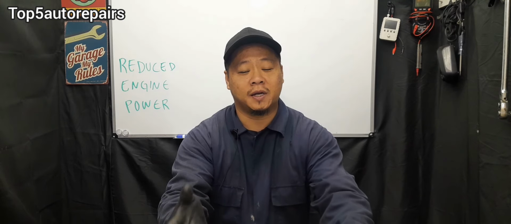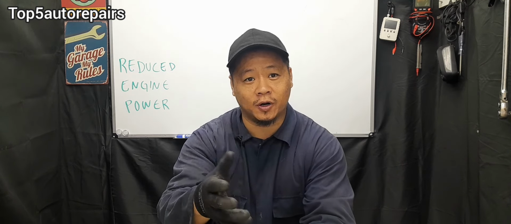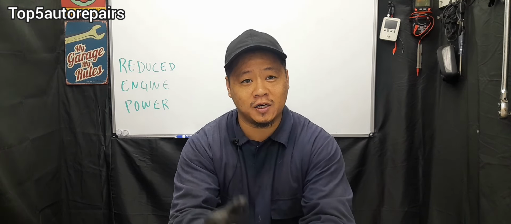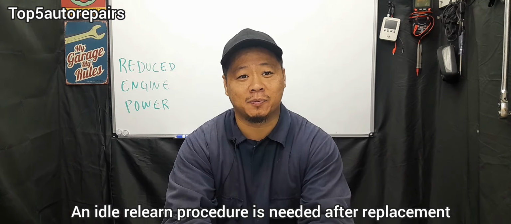To fix this problem, all you need is a scan tool. So basically what you're going to look for is TPS sensor codes and APP sensor codes. If you see these codes showing up, go ahead and check for open or shorted wires, check for loose connections, and if everything checks out fine, maybe it's time to replace those sensors.